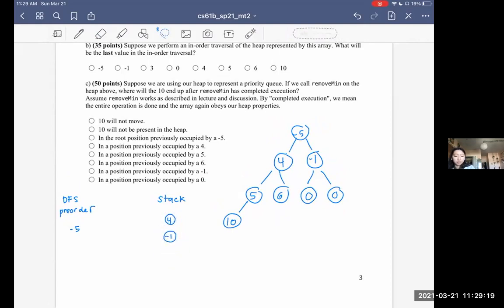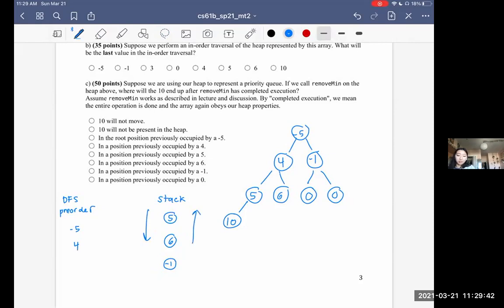And then we pop 4 off the stack. And while we're popping off 4, we see 4 has children, 5 and 6. And so again, in a stack, we always push and pop from the top. So these get put above -1 on this stack. We are pushing and popping both in this order.